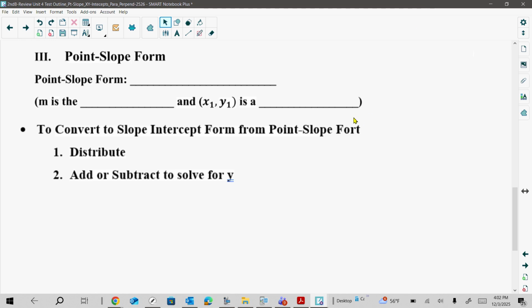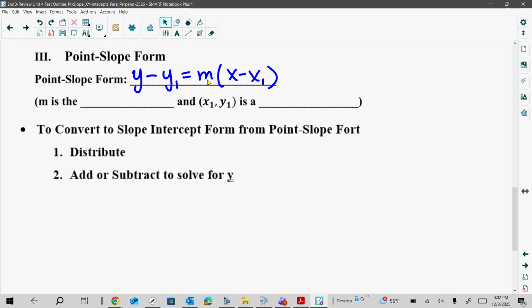All right, for section 3 here, point slope form. You have to remember what that form is. It is on the formula chart, so you don't have to memorize it fully, but recognize which form, the different forms on the formula chart. So the point slope form is when we have y minus y1 equals m parentheses x minus x1.